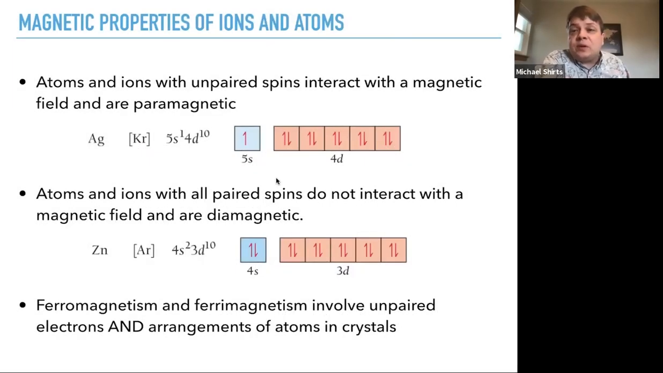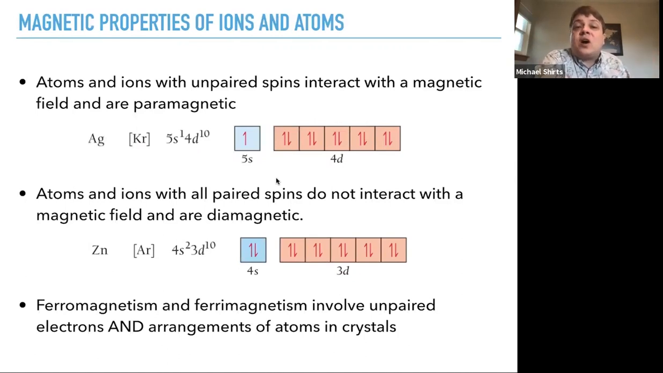So one other property that's important is this idea of magnetic properties. Atoms and ions with unpaired spins interact with the magnetic field, and they're called paramagnetic. For example, silver, if we remember, has a krypton 5s1 4d10 configuration. All the 4d electrons are paired, but there is one unpaired electron, the 5s electron. And so if you have a magnetic field, ions will interact with that magnetic field.